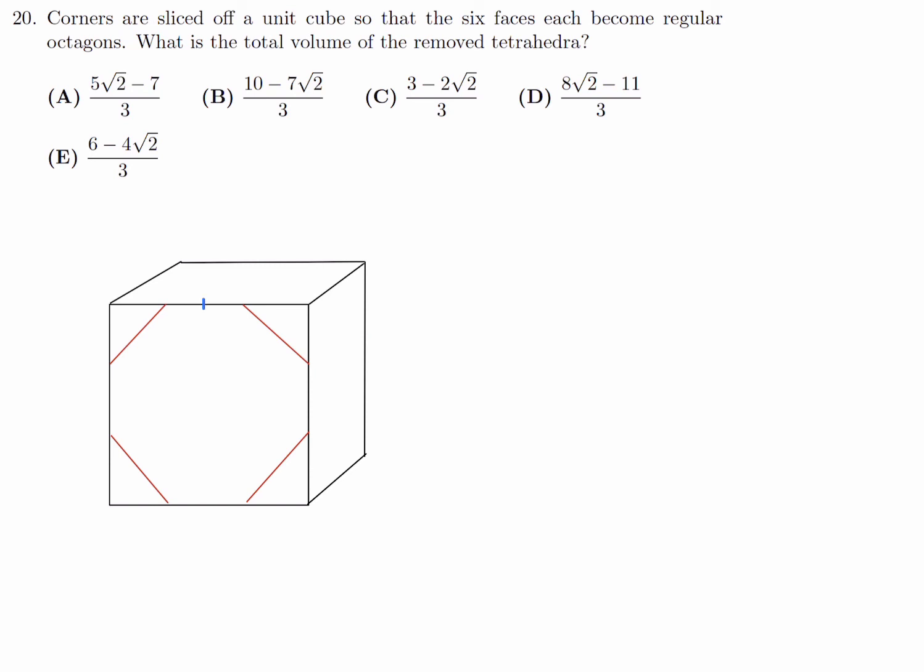And what that does is it makes all these sides the same. And that's what they mean by a regular octagon. So we are told it's a unit cube, so that means this whole side is equal to 1. So I'll just write that here. This whole side is equal to 1.